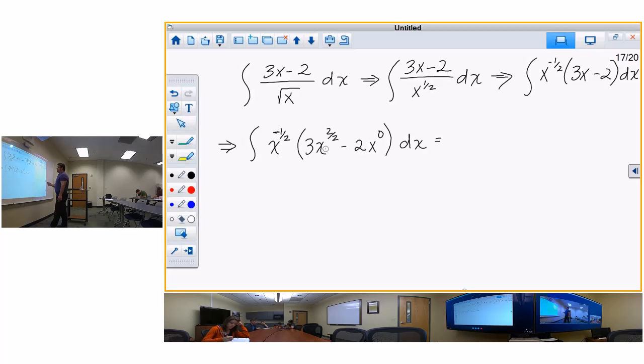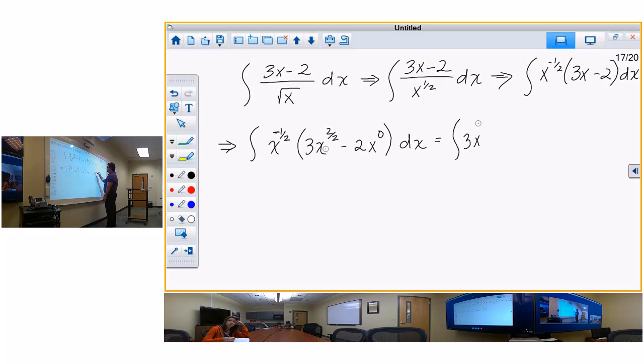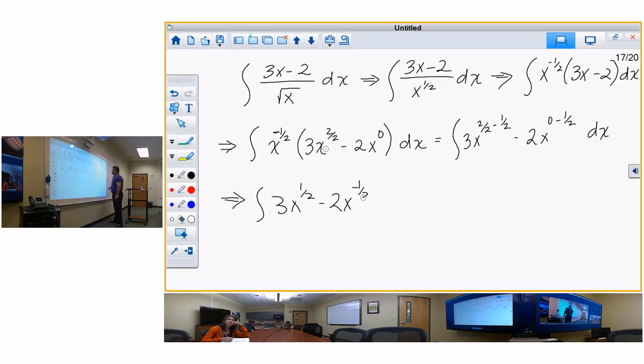So this is going to be 3x to the 2/2 minus 1/2 minus 2x to the 0 minus 1/2 dx. And again, we're still working on algebra. Antiderivative of 3x to the 1/2 minus 2x to the negative 1/2 dx. Now you're ready for the calculus.